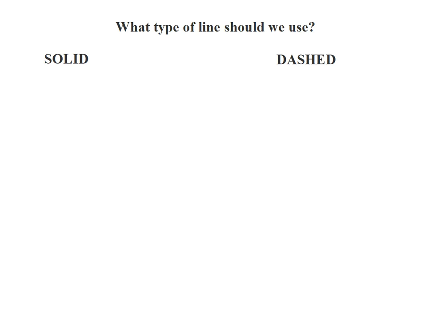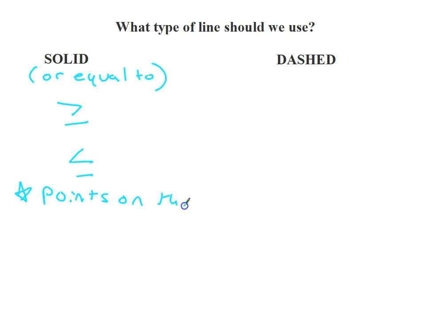So if we have any of the ones that have "or equal to" with it, we are going to use a solid line. So we're going to use a solid line for greater than or equal to and less than or equal to. And that's important because when we use a solid line, points on the line are going to be solutions.